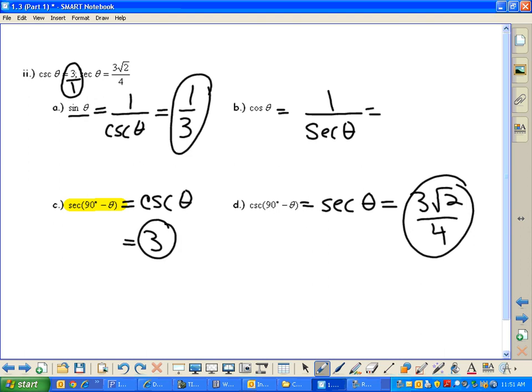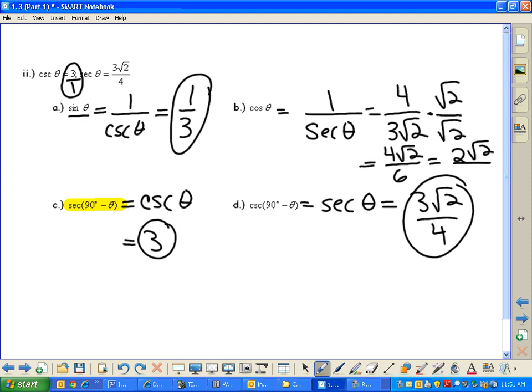However, flipping secant now gives me 4 over 3 root 2. And what's wrong with that? Yeah, you can't have a radical in the denominator. Very good. So we do have to rationalize. You end up getting 4 times the square root of 2 on top. And then 3 times the square root of 4, which is 3 times 2 or 6. And then you could reduce 4 and 6, right? We got 2 square roots of 2 over 3.